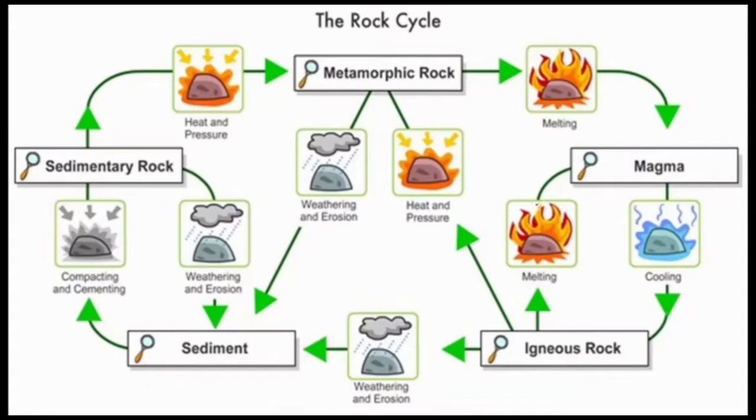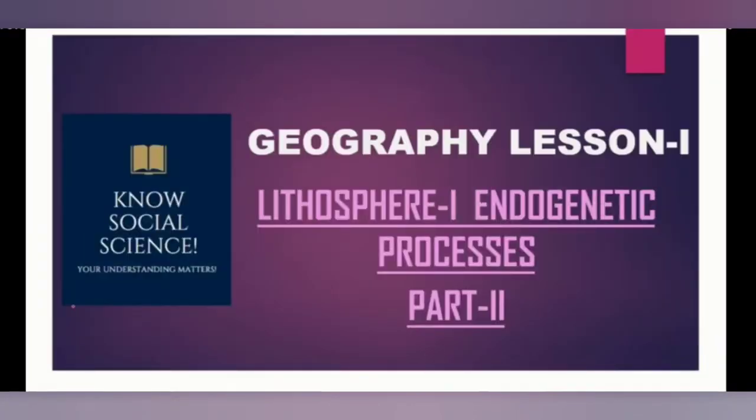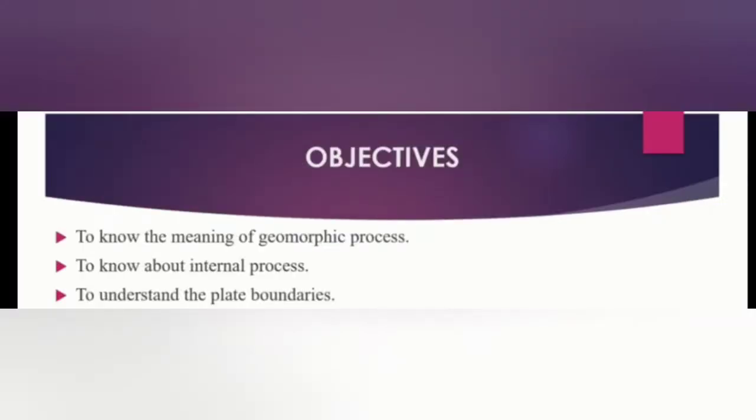In the previous class, we had discussed the rock cycle and the types of rocks: metamorphic rock, igneous rock, and sedimentary rock. So now we will continue the previous class. In this continuation, we are going to know the meaning of geomorphic process, to know about internal process, and to understand the plate boundaries.